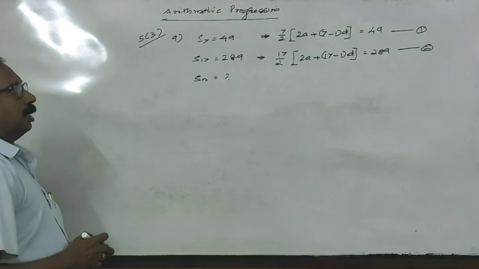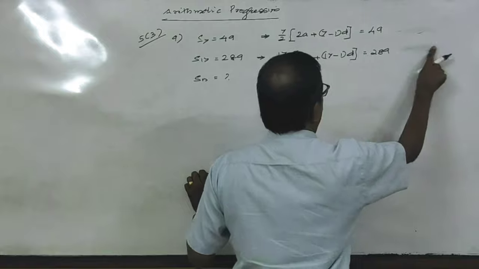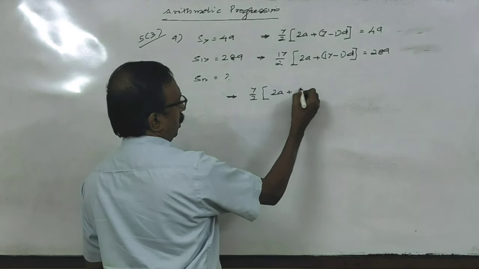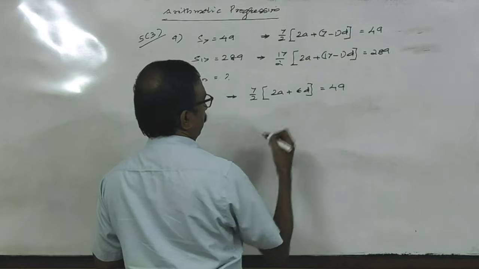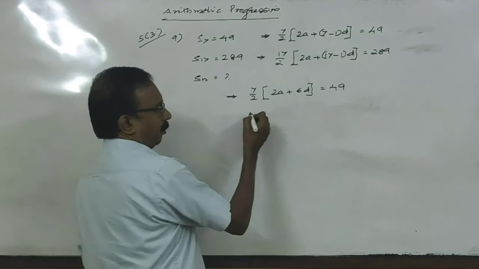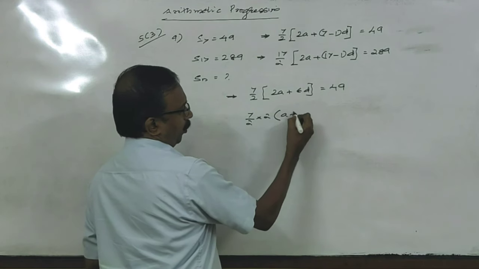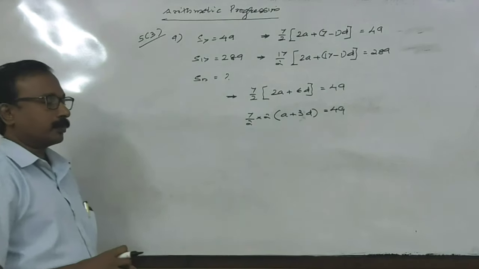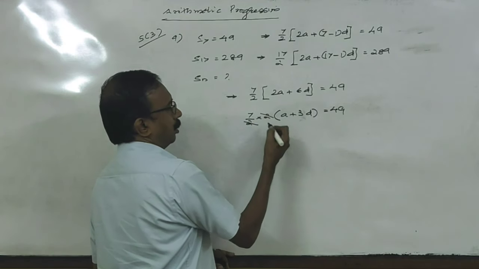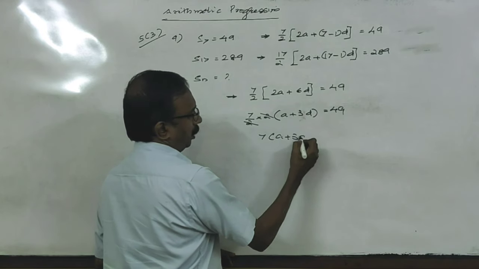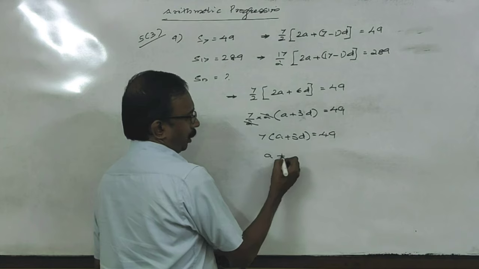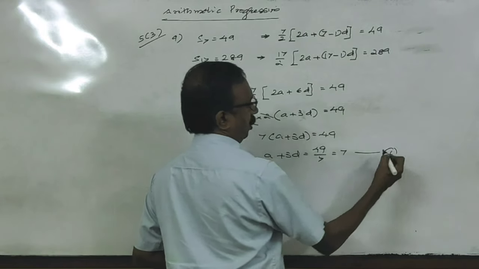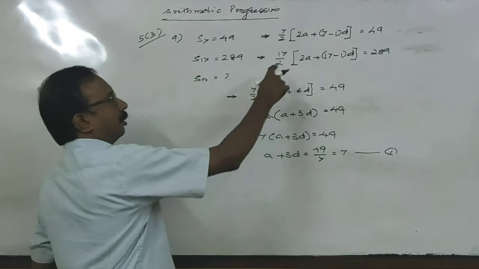Now let us reduce these. It implies that 7 by 2 into 2a plus 6d is equal to 49. Taking 2 common, 7 by 2 into 2 into a plus 3d is equal to 49, but 2 cancels. So 7 into a plus 3d is equal to 49, or a plus 3d is equal to 49 by 7, that is 7. That is equation number 1. Now reduce equation number 2.